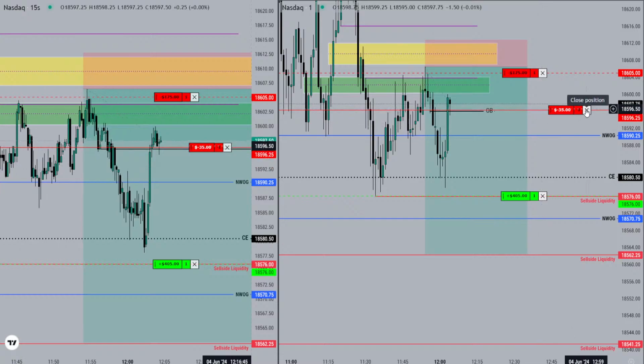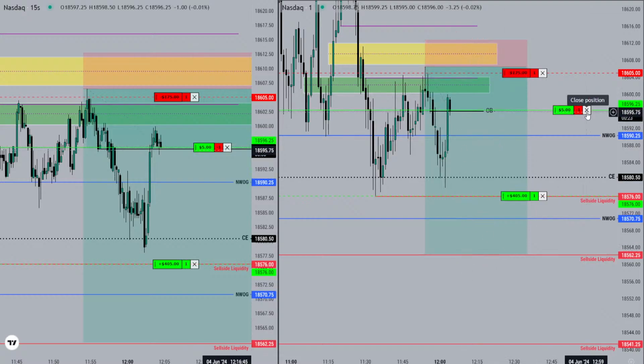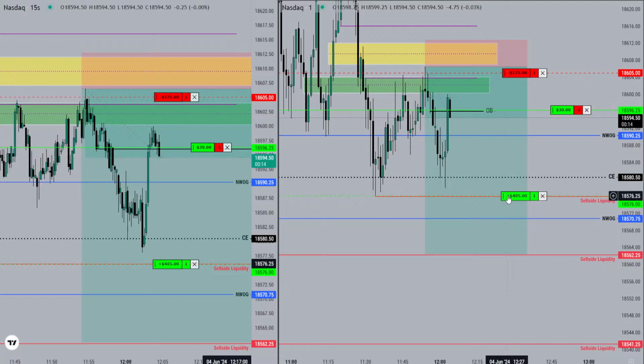I will wait until 12:10. Within 12:10, if I don't see the lower run, I will close my trade wherever it is. I'll just close it. So it has to reach until here within 12:10. Simple.